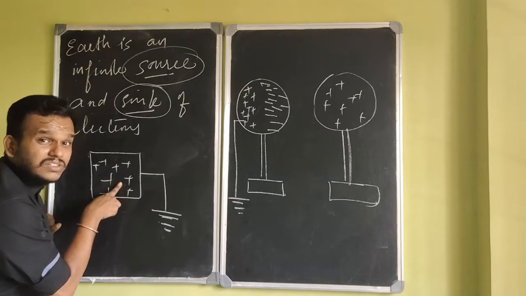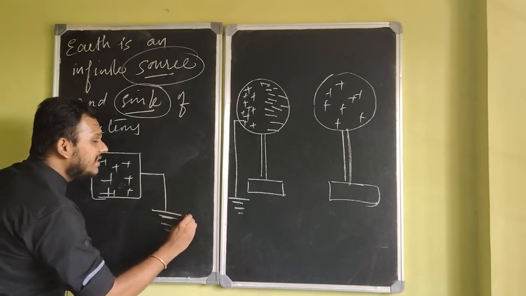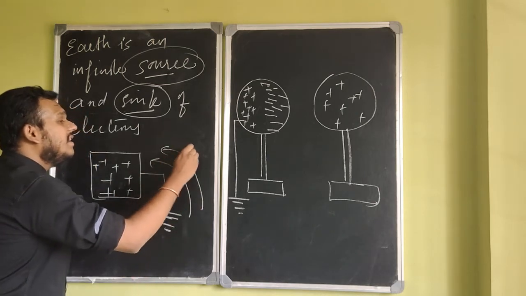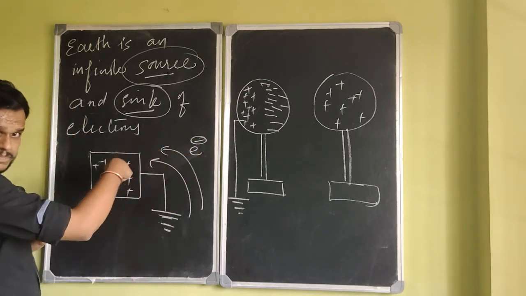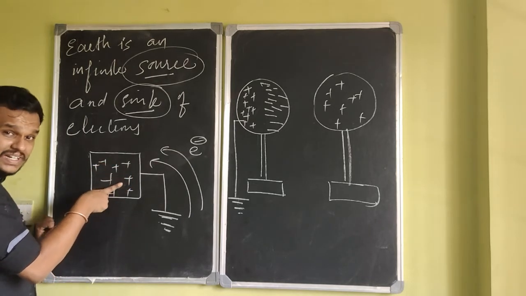In this case, we lack electrons here. We have a scarcity of electrons here. So Earth will start supplying electrons. As a result of that, eventually this object gets neutralized.